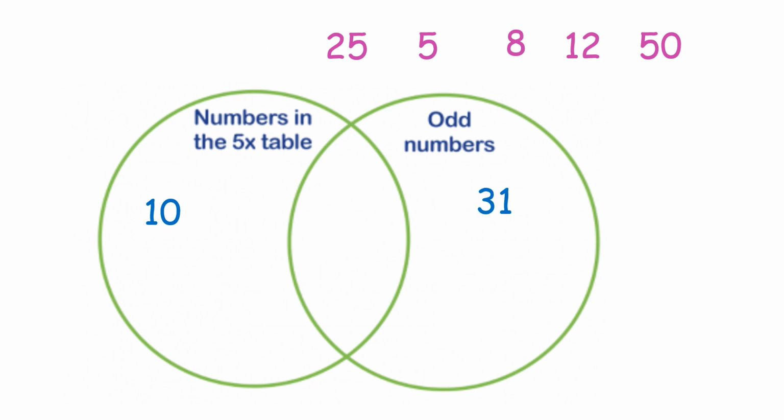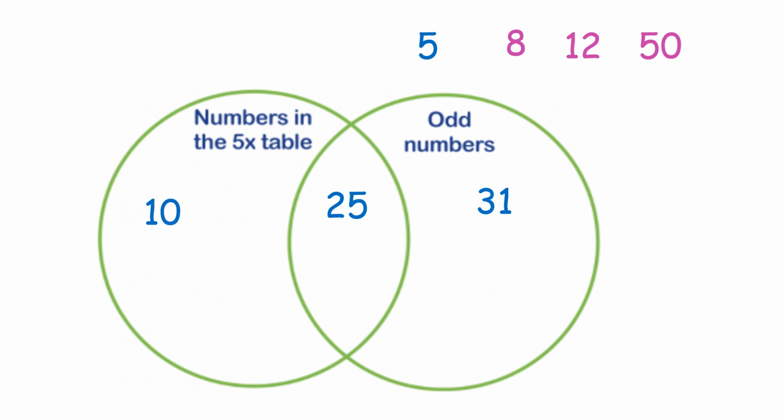Let's sort the next number into the Venn diagram. The next number is the number 25. Now, is the number 25 part of the 5 times table? Yes, it is. Is the number 25 an odd number? Yes, it's an odd number as well. That means it falls under both categories. If it falls under both categories, where do you think it needs to go? The number 25 belongs in the middle section of the Venn diagram. That's because it falls under both categories. It is part of the 5 times table and it's an odd number as well.